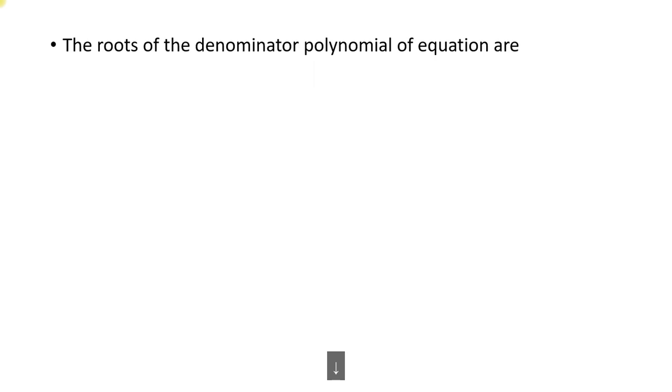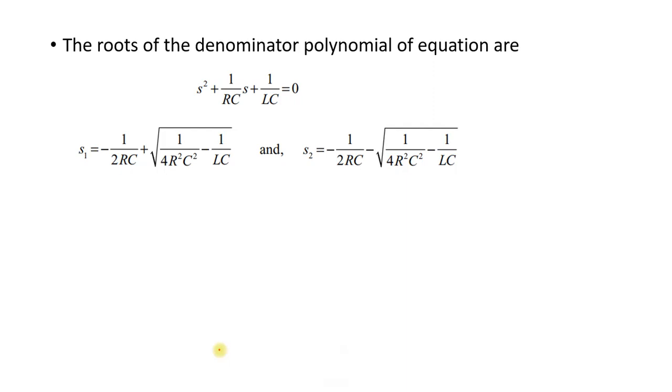Now we find the roots of this quadratic equation. We know the formula: minus b plus or minus the square root of b squared minus 4ac, divided by 2a. Substitute the values of a, b, c. So this is the value of the roots s1 and s2. s1 equals minus 1 divided by 2RC plus the square root of 1 divided by 4R squared C squared minus 1 by LC, and s2 similarly.